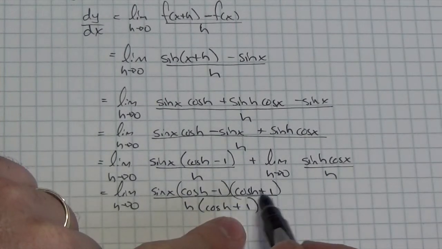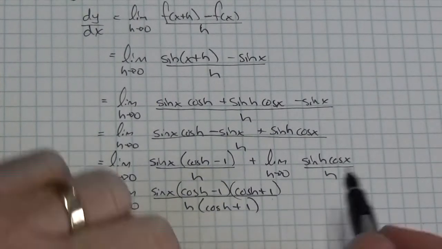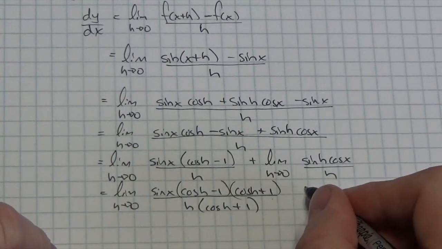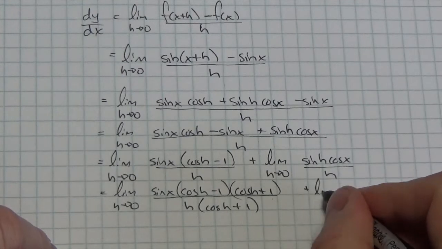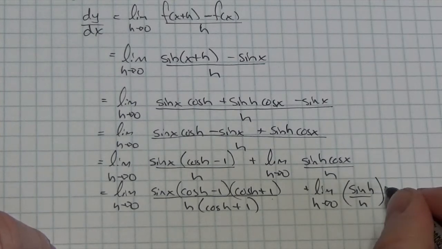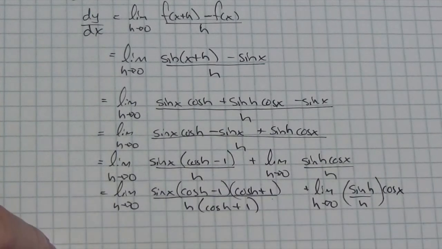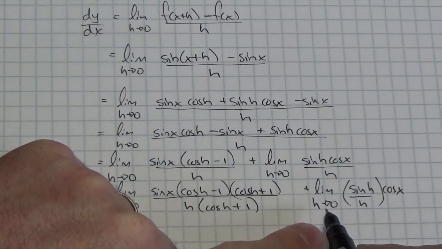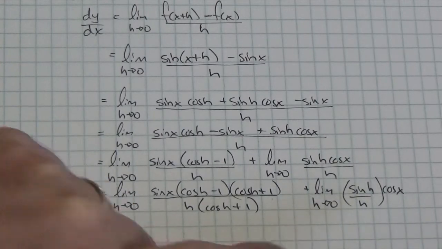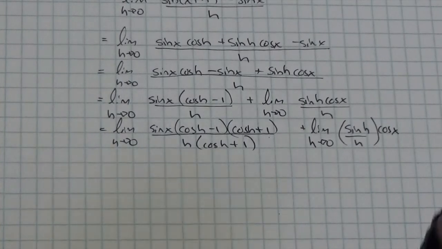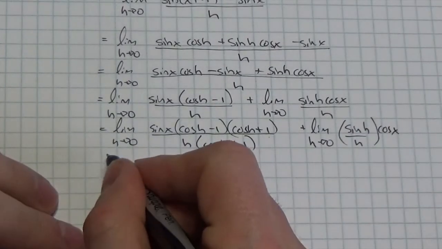So I've got cosine of h plus 1 divided by the cosine of h plus 1, and that's just going to be equal to 1. So I really haven't done anything. Plus, now I'm going to take the limit as h approaches 0, and I'm going to be really clear on this. This is the sine of h over h, multiplied by the cosine of x. I can think of it like that quite easily, because the limit is as h approaches 0, and the cosine of x doesn't have an h in it, so it's not being affected by that limit at all. I'm going to come back to that in a second.